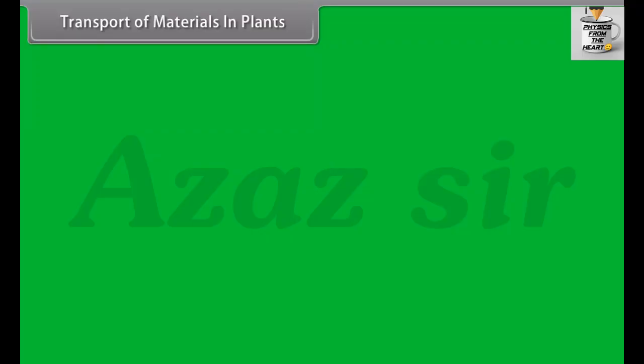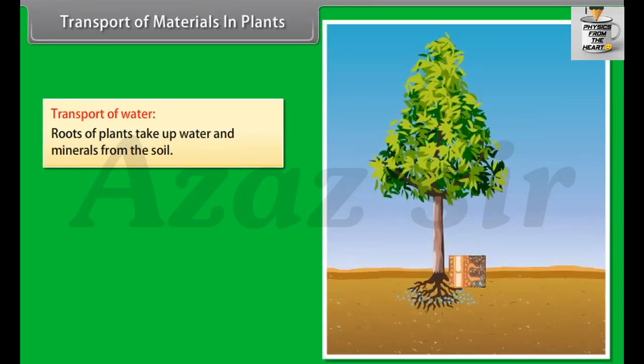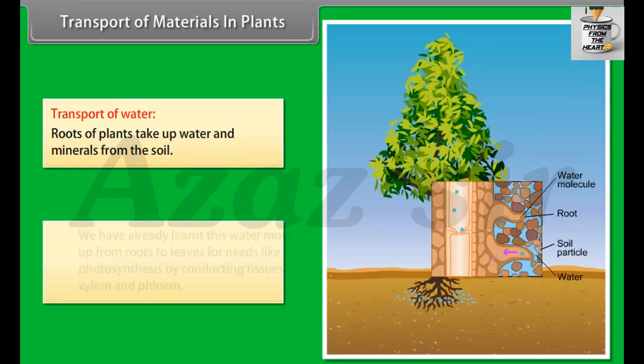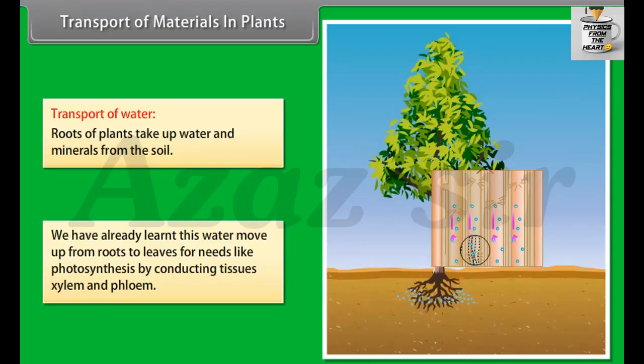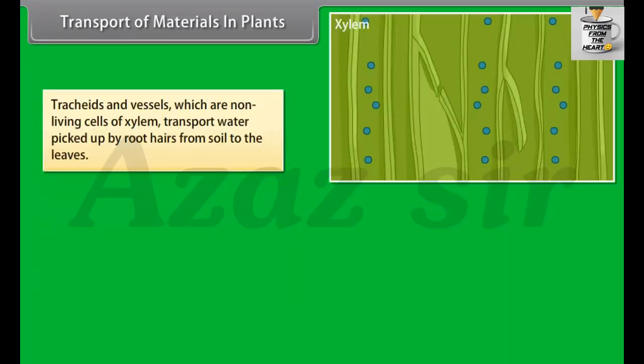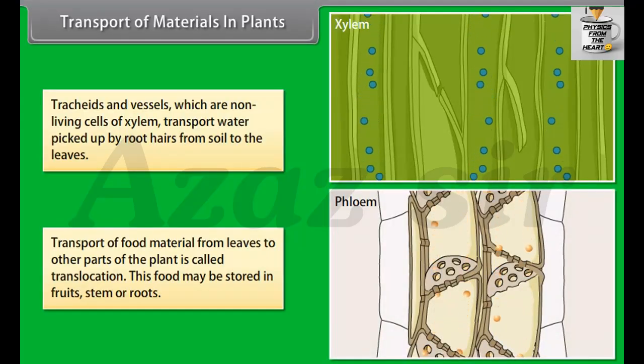Transport of materials in plants. Transport of water. Roots of plants take up water and minerals from the soil. We have already learnt this. Water moves up from roots to leaves for needs like photosynthesis by conducting tissues, xylem and phloem. Tracheids and vessels, which are non-living cells of xylem, transport water picked up by root hairs from soil to the leaves. Transport of food material from leaves to other parts of the plant is called translocation. This food may be stored in fruits, stem or roots.